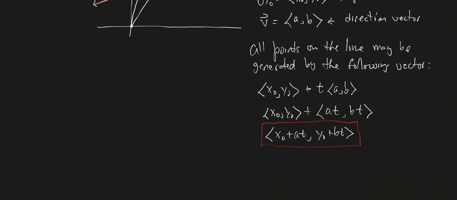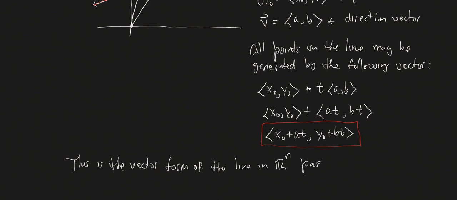So let's write that down. So this is the vector form of the line, and this is the line in R2. It's 2 dimensions. Yep, we can see that. So a line in R2 passing through the point x0, y0 with direction vector AB.